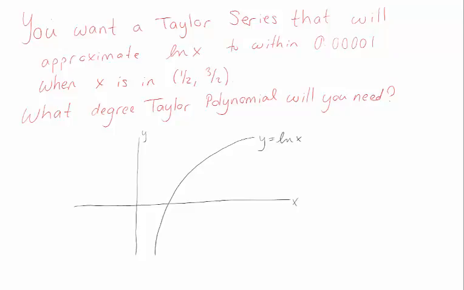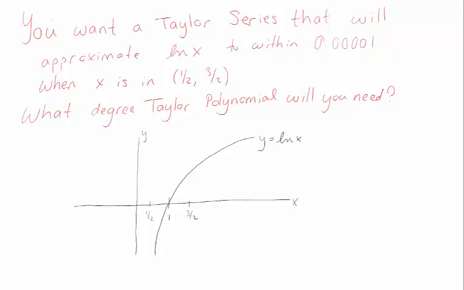Remember that the natural log of x looks something like this, and it crosses the x-axis at 1. That's really our only good choice for an anchor point, which is also called the center of the Taylor series. We're concerned with values from 1/2 to 3/2. So 1 is right in the middle, and also log of 1 is 0. This is something we can easily calculate with.